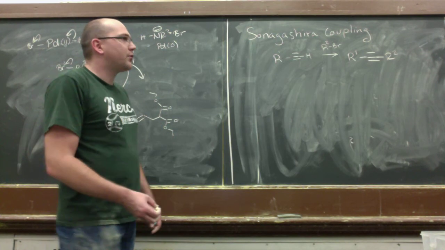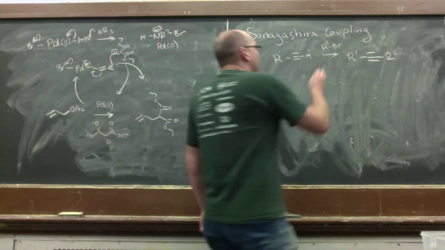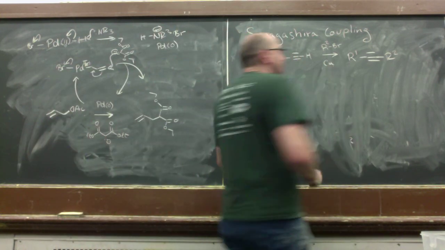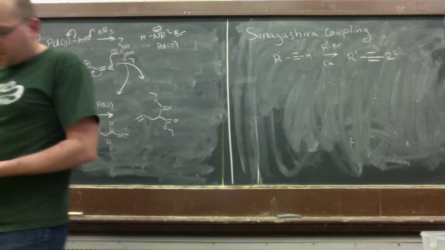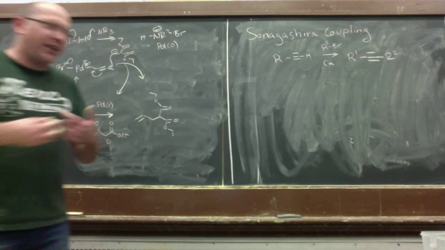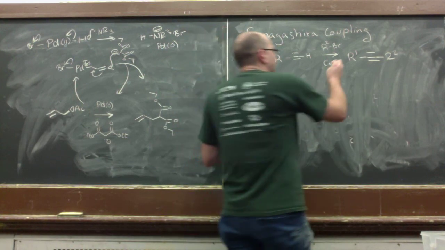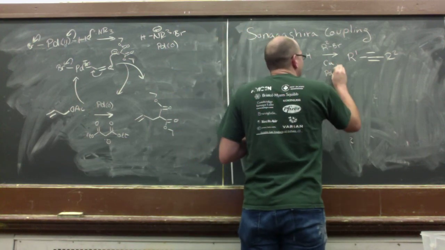It's kind of weird in the way that it works. But what you do in a Sonogashira reaction is you use effectively copper in this process to catalyze this process, or sorry, as a way to get this reaction to go, as well as palladium.